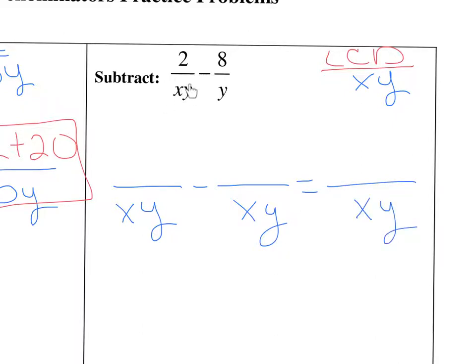So we're not changing this denominator at all, so we don't need to change the numerator either. This denominator, to go from y to xy, we need to multiply times x. So the numerator will also get multiplied times x. Now we just have to subtract, and we have 2 minus 8x.